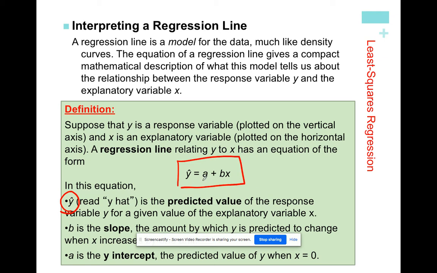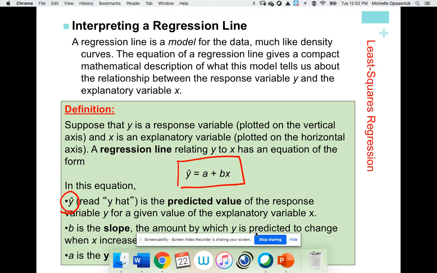A is your y-intercept, so that's your start value essentially, or interpreting when x is 0, what's predicted to happen with y, and it is important we talk about predictions. And then our slope, think about it as your rate of change. So as you change x by 1 unit, what are you predicting to happen with y?